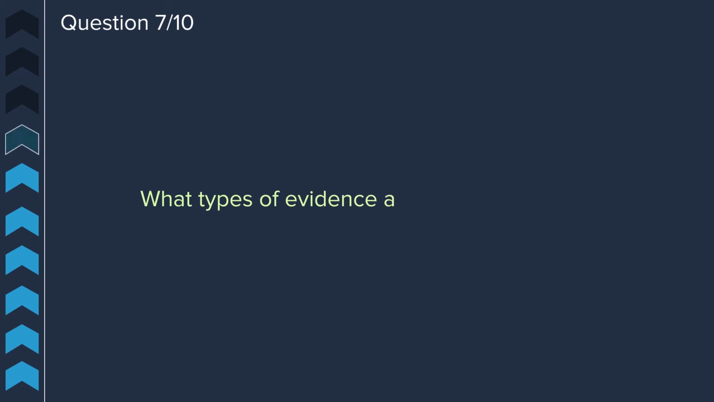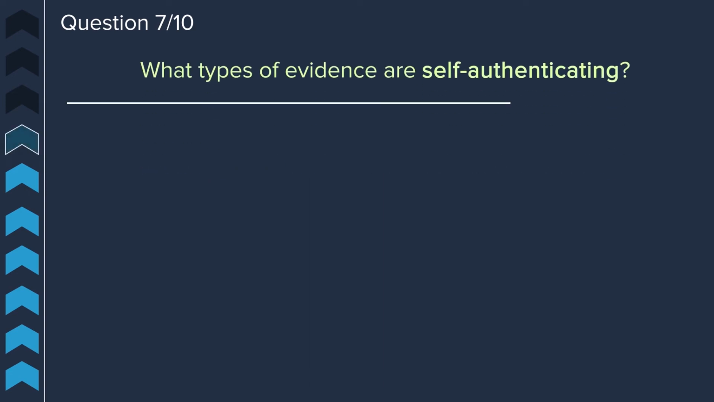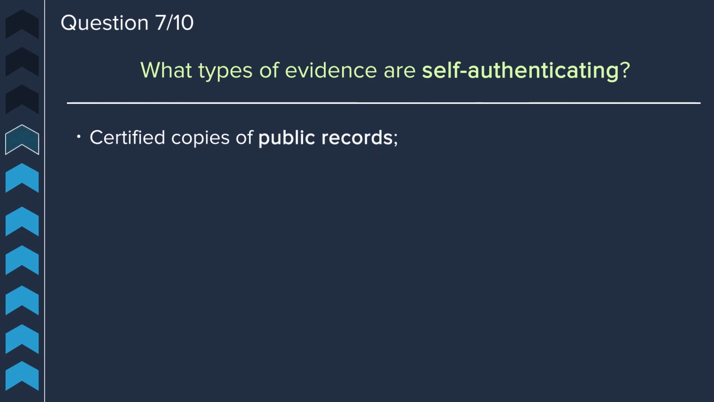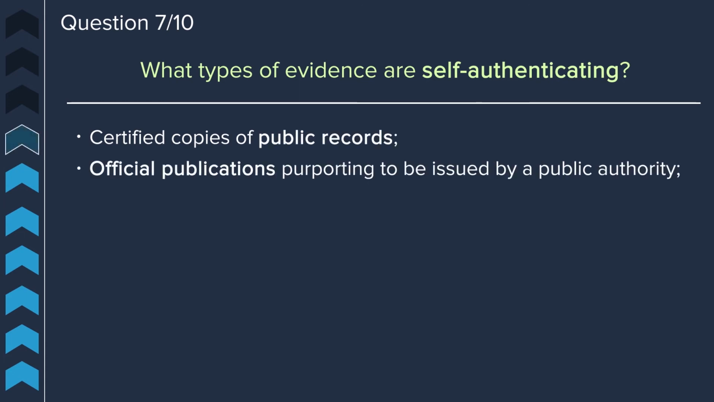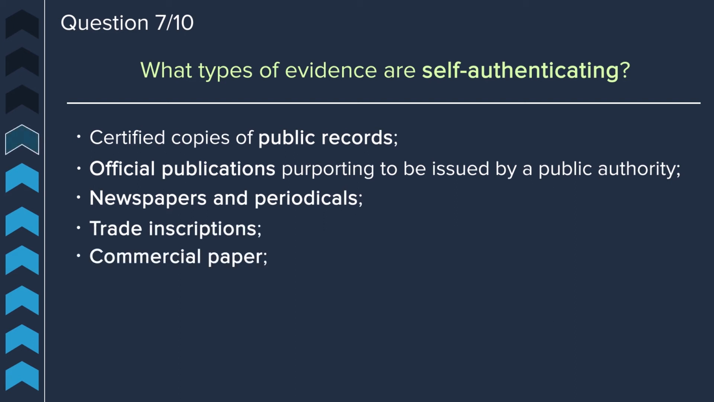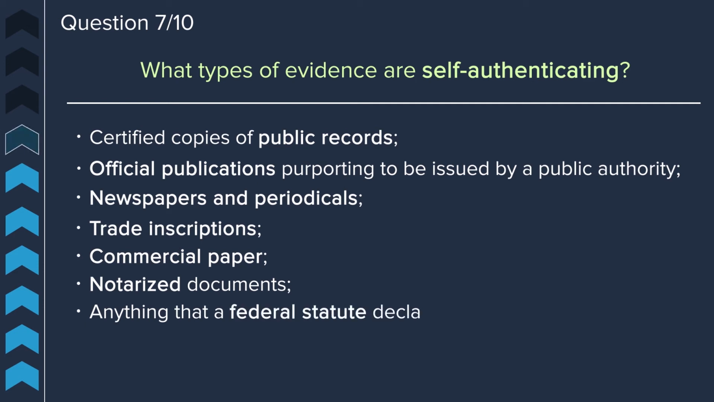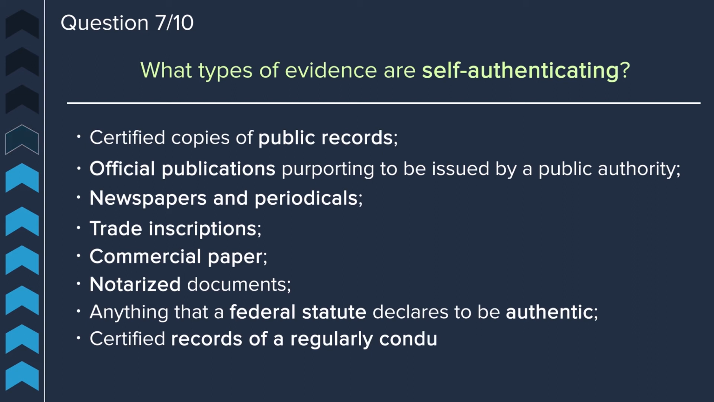Question 7. What are examples of types of evidence that are self-authenticating? Examples of self-authenticating pieces of evidence include certified copies of public records, official publications, newspapers, trade inscriptions, commercial paper, notarized documents, anything that a federal statute declares to be authentic, or any certified records of a regularly conducted activity.